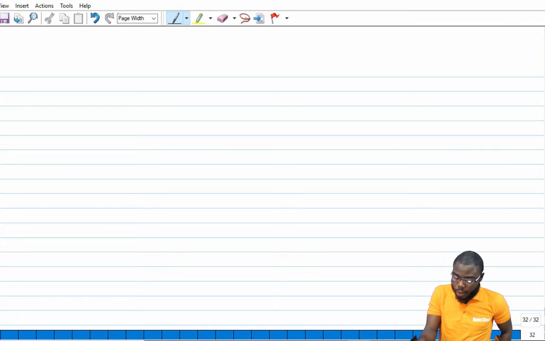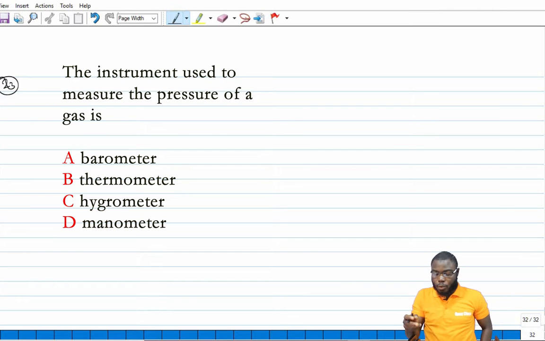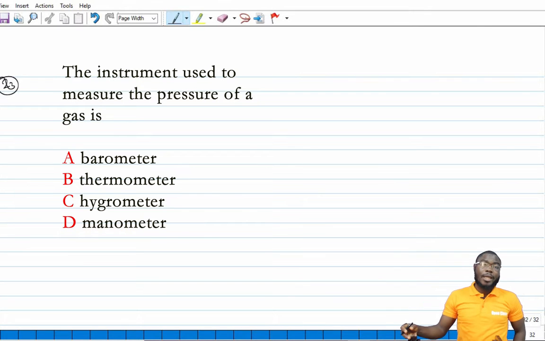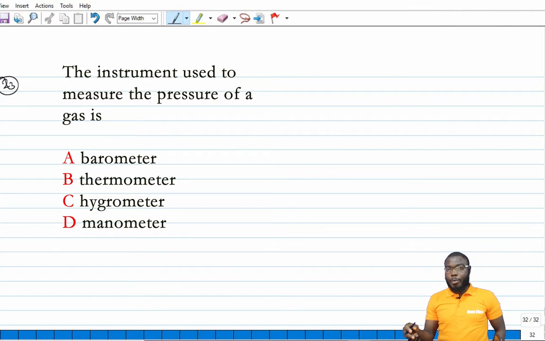So question number 23 now. The instrument used to measure the pressure of a gas is what? So we're given number 1, which is a barometer. A barometer is used to measure atmospheric pressure, and not the pressure in a gas or fluid.